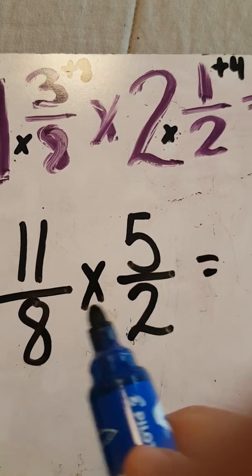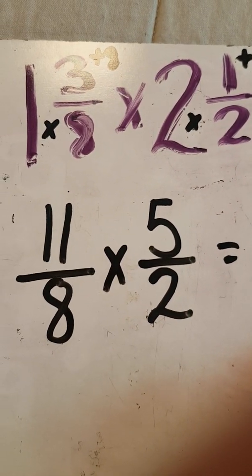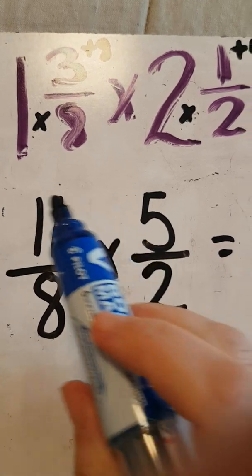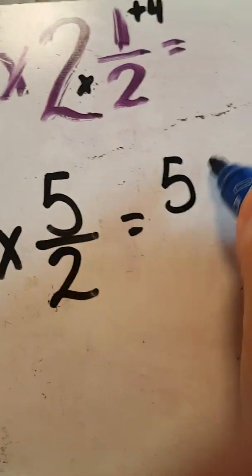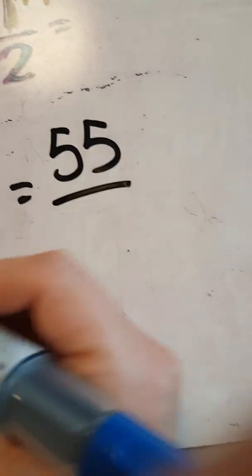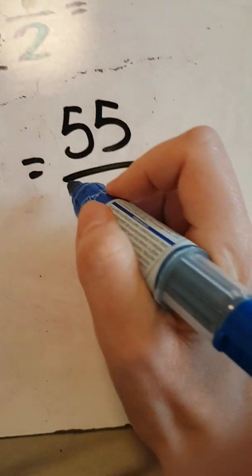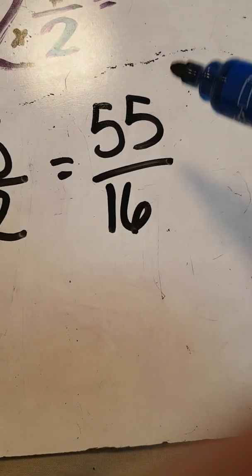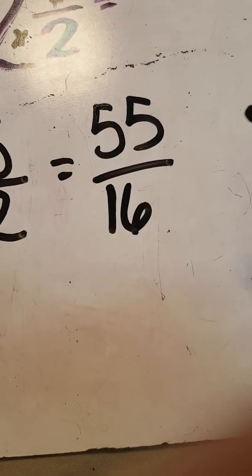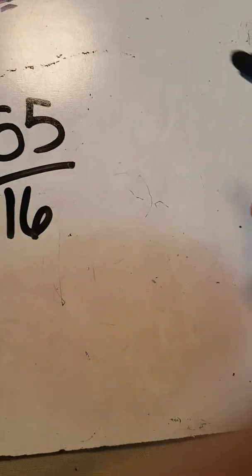At this point, this is easy. We've been looking at this kind of multiplication of fractions from the beginning. So I just go straight across. 11 times 5 equals 55. And 8 times 2 equals 16. Right off the bat, I can see that my numerator is bigger than my denominator, so I'm going to have to divide.